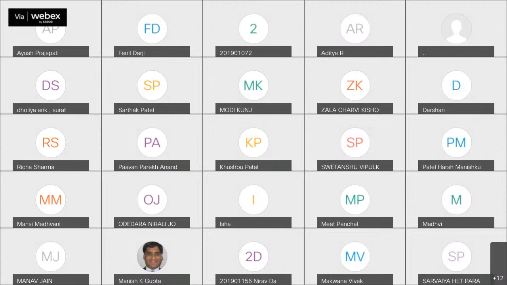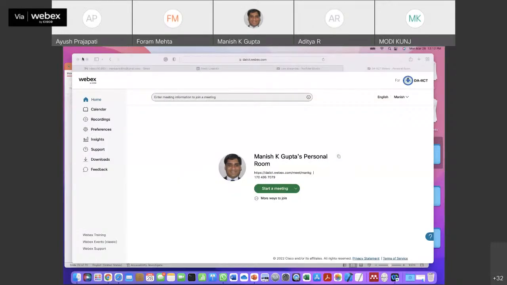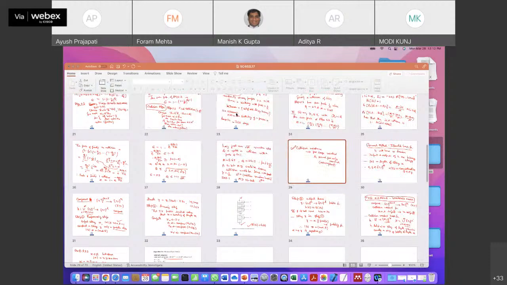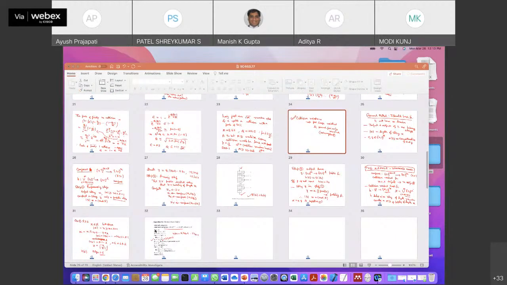Can you see my screen or not? Can you see my screen? Yes, sir. Okay, good. I think there was some problem in the WebEx, so I'm sorry about it. There's some issue.